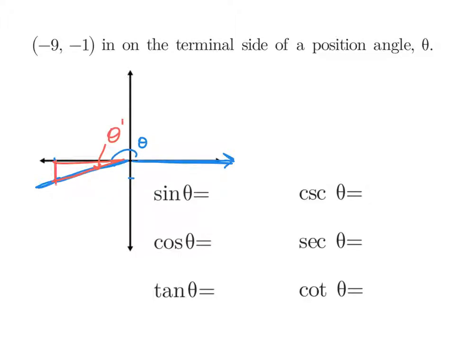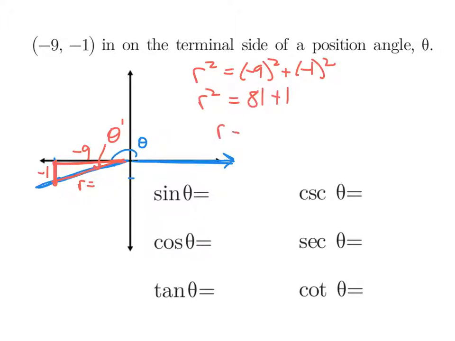Remember this right triangle that we drew? We went back 9 and down 1 to get to this point. And now we have to find out what r is. Use a little Pythagorean theorem. r squared is negative 9 squared plus negative 1 squared. So r squared is 81 plus 1, or 82. And r would be the square root of that, 82.